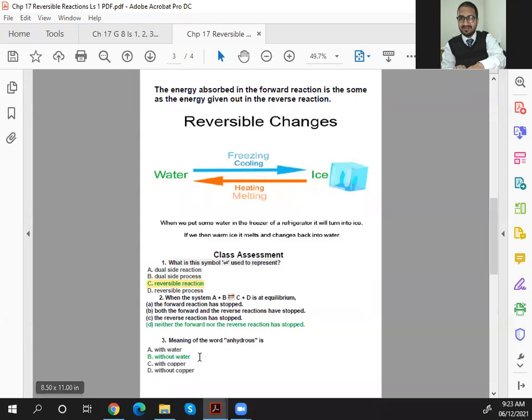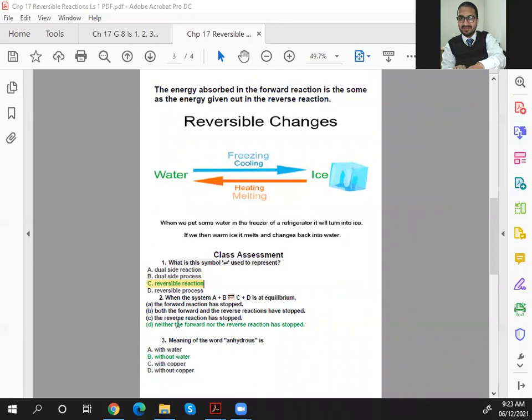Okay, now the second multiple choice. When the system A plus B, meaning reactants, this shows reversible reaction, converting into product C plus D, is at equilibrium. Equilibrium means balance, both sides equal. So let's see the options one by one. A, the forward reaction has stopped. The products they are going to form, it tells you it stopped.